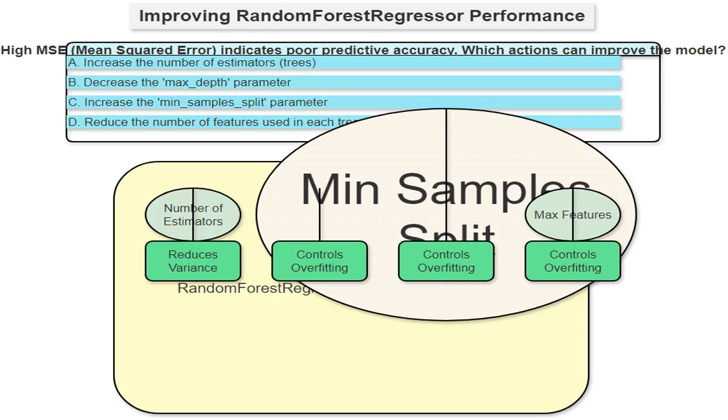This one's straightforward. It specifies the minimum number of data points needed to split a node in a decision tree. Increasing this value results in simpler trees. Simpler trees are less prone to overfitting, meaning they generalize better to new data. Think of it as making sure each branch decision is well supported by enough evidence.